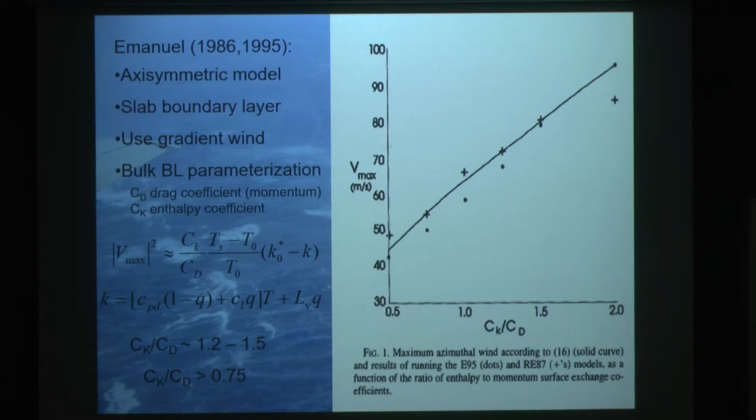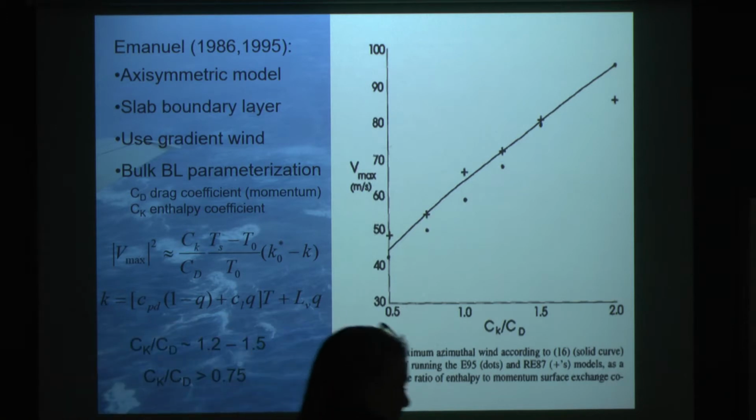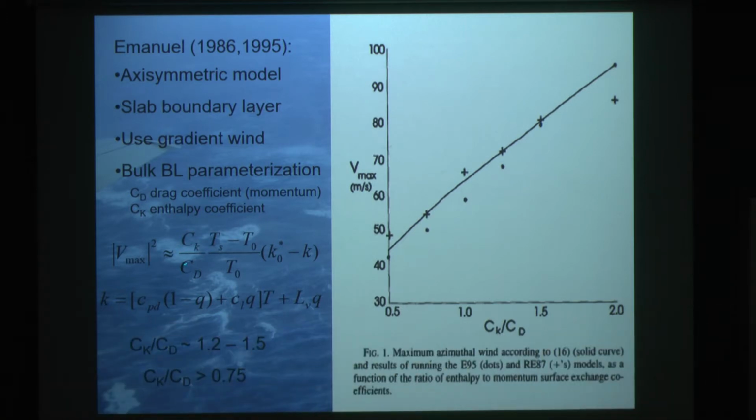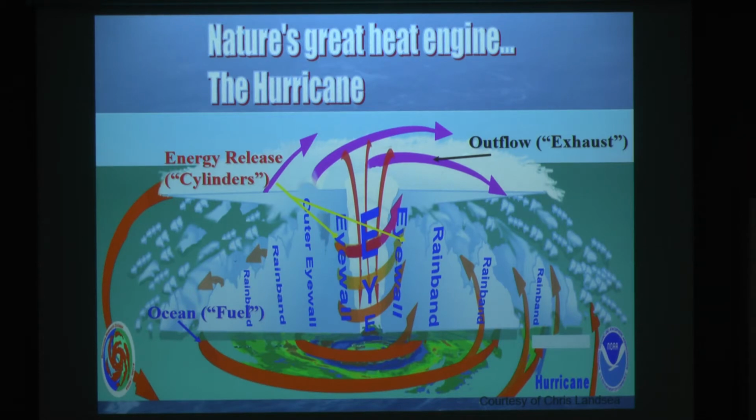The square of Vmax is proportional to the ratio of Ck over Cd. Ck is the exchange coefficient for enthalpy transfer, and Cd is the drag coefficient. Here Ts is the sea surface temperature, sorry, and T0 is the outflow temperature, basically the temperature at the top of the outflow region.